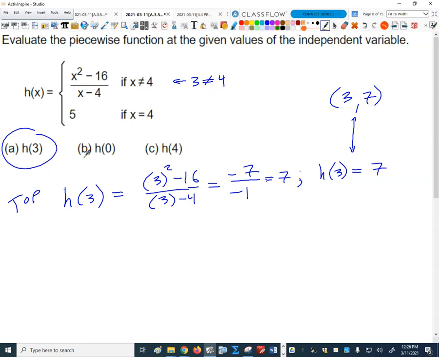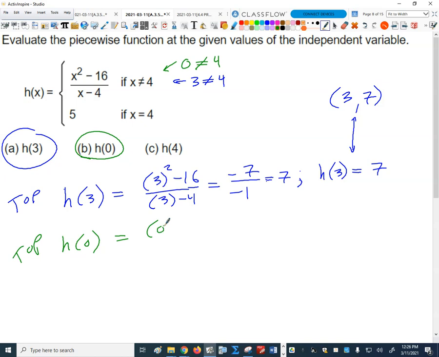How about h of 0? Actually, let's skip that one. Let's just do, well, we'll do it real quick. H of 0, does that go top or bottom? Does it fit into the top x values or the bottom x values? Okay, good. That's top, isn't it? Fits into the top because it's true that 0 is not equal to 4. So it goes into the top.